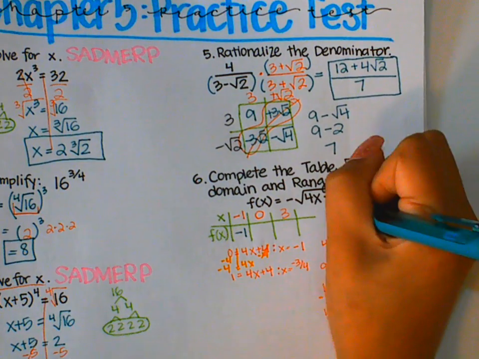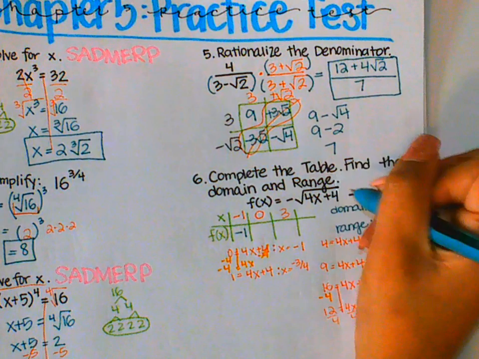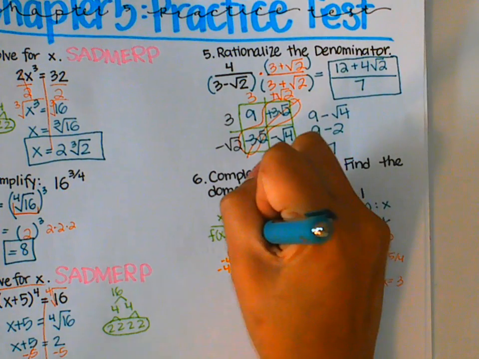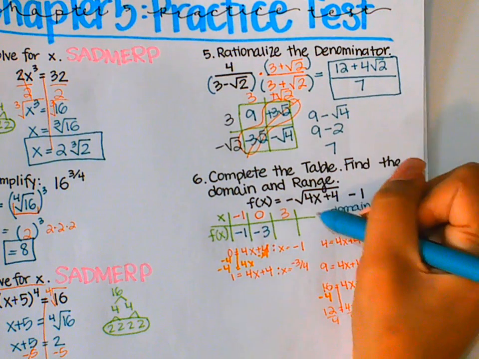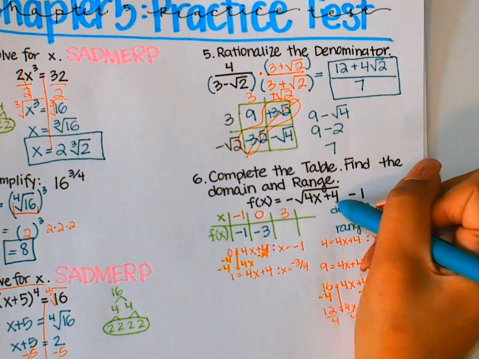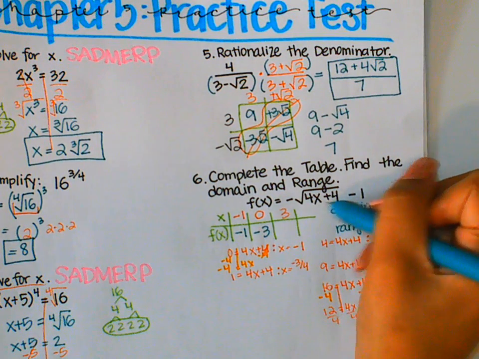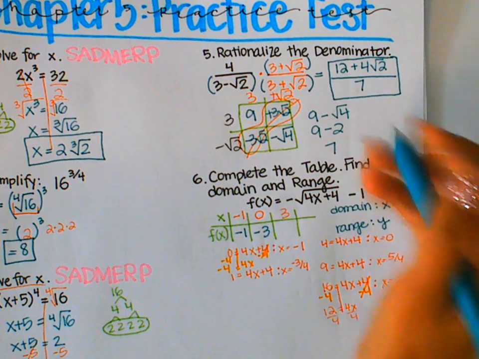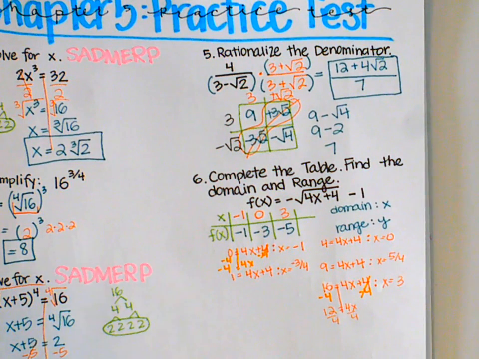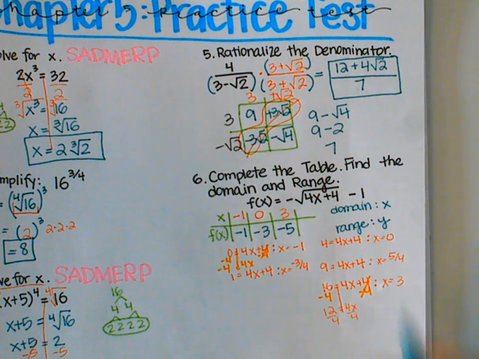Plug in 0, so that is 4. The square root of 4 is 2. Negative 2 minus 1 is negative 3. Plug in 3, so that is 12 plus 4 is 16. The square root of 16 is 4. Negative 4 minus 1 is negative 5. And of course, I could keep going. I'm just not going to, because I think that that's enough information to give me my domain and range.